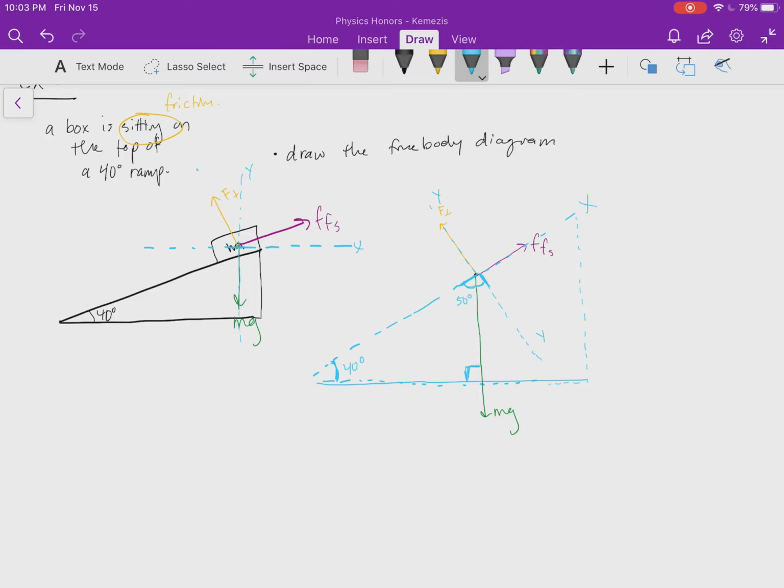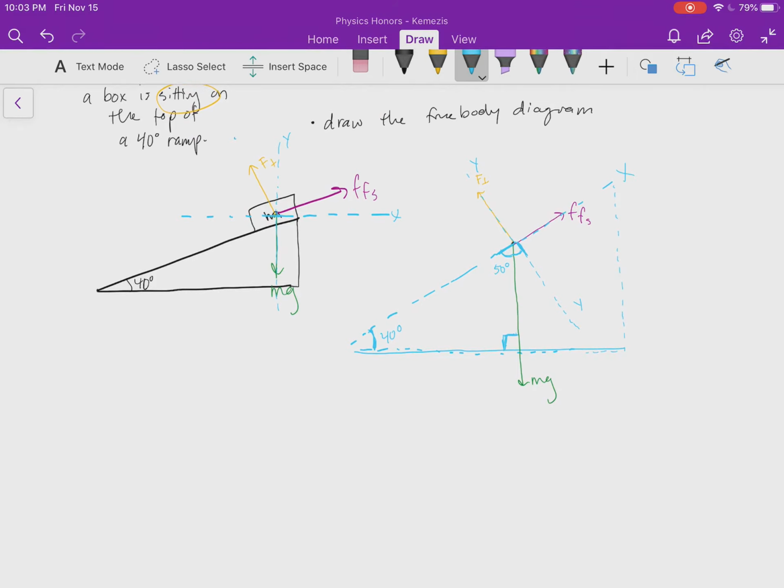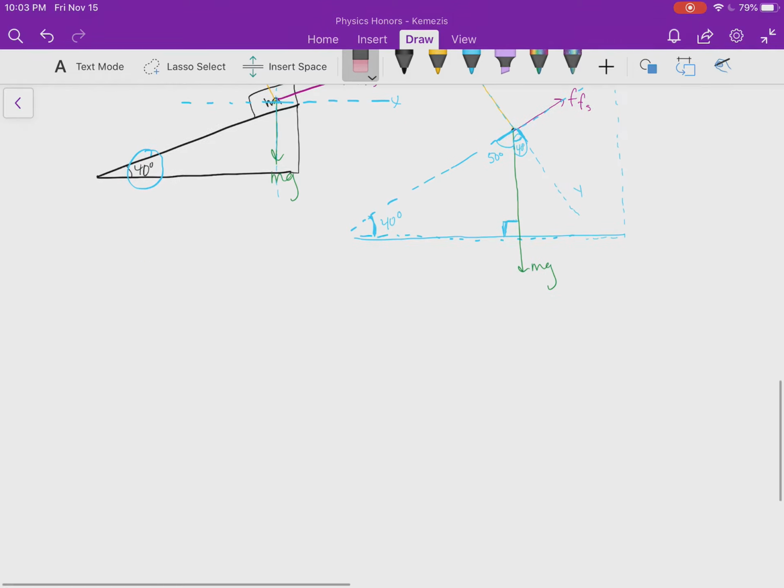So that means that this angle that mg makes with the y-axis is 40 degrees. Okay, so what we just did there was show ourselves that if I know the angle of the incline, then that is the angle that mg makes with what we have now defined as our y-axis. Okay, so we actually do know that angle, so we can solve for our components.